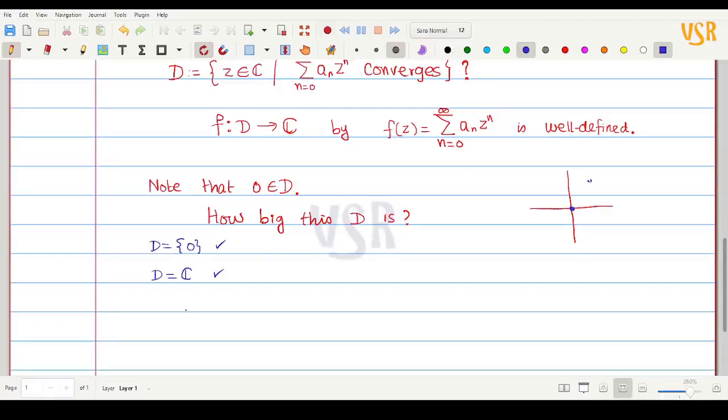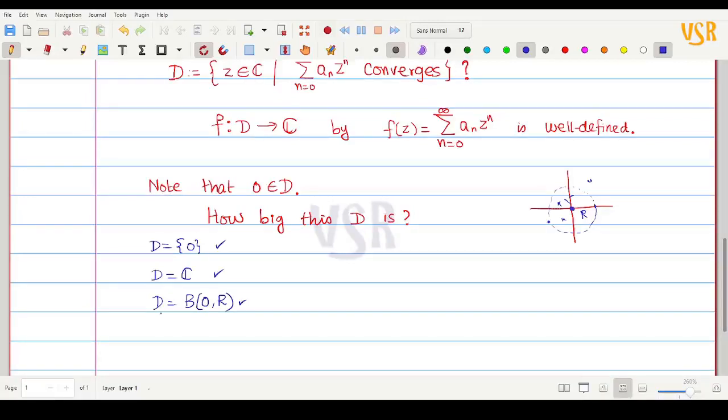ஓகே, and in some sense this D could be a finite ball. ஓகே, இப்படி ஒரு ரேடியஸ் R ரேடியஸ்ல அப்படியே ஒரு வட்டம். ஓகே, இந்த வட்டத்துக்குள்ள நீங்க எங்க பாயிண்ட் எடுத்தாலும் this series will converge. So this is R. அப்போ இது வந்து என்னவா இருக்கலாம் அப்படின்னா, some ball with the center 0 radius R ஆக இருக்கலாம். So these are the three possibilities.